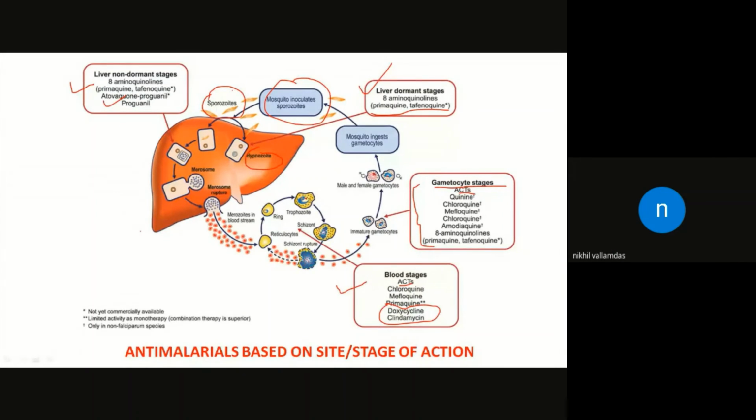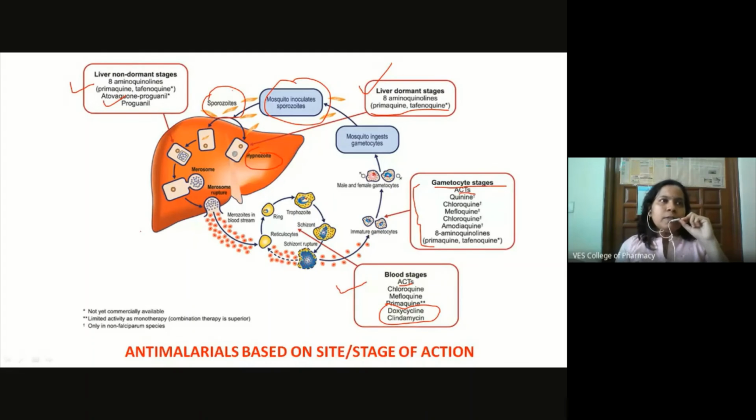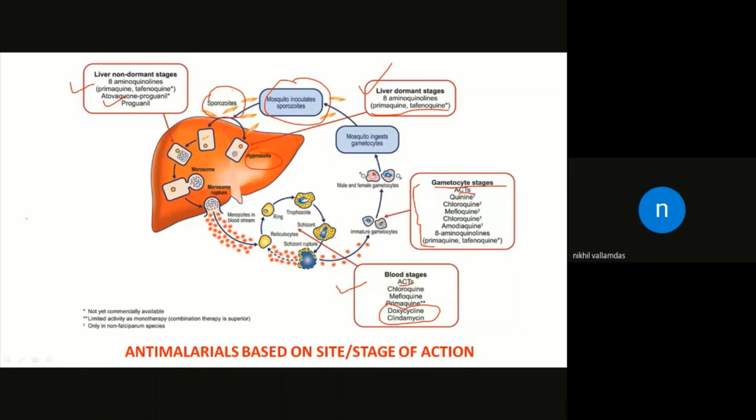Ma'am, can you explain dormant and non-dormant in short? Yeah. Dormant and non-dormant are forms of the cells. Some cells are in an active growing form, or they can replicate, but some will not replicate. They will remain as such, in a latent form. Latent and dormant are one and the same thing. They would be non-replicating, or they would not get converted to the other form. Like the hypnozoite, they would remain for a long time in the hypnozoite form. They would not be activated to replicate further or get converted to other forms. Is it clear? Yes, ma'am. Thank you.